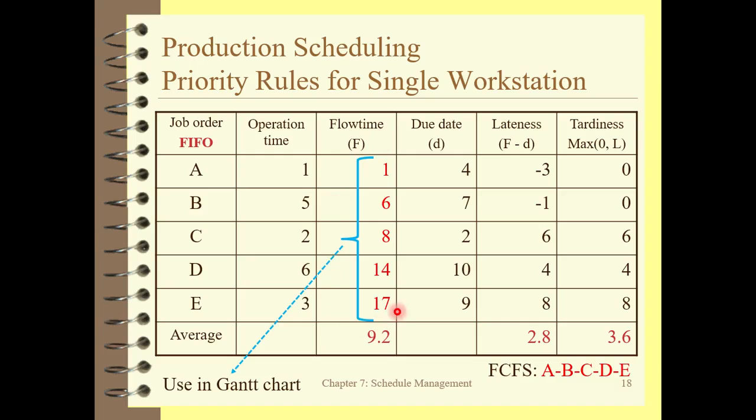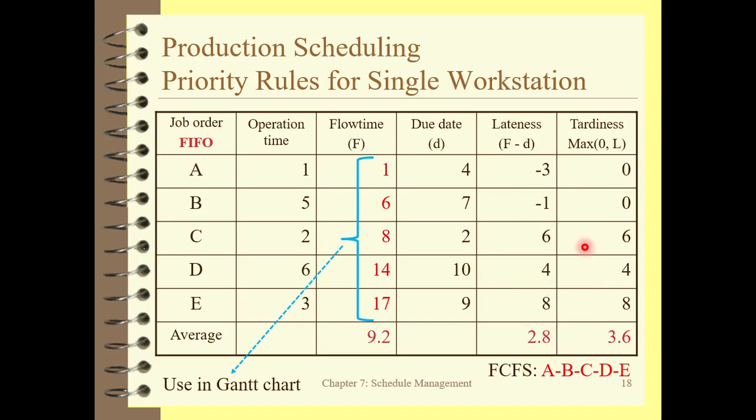Now you can compute the average flow time or mean flow time by summing these numbers and dividing by 5. We got 9.2 here. And then the due date for each job, A, B, C, D, E. Lateness is equal to flow time or completion time minus due date, right? In this case, 1 minus 4 is minus 3. 6 minus 7 is minus 1. 8 minus 2 is 6. 14 minus 10 is 4. 17 minus 9 is 8.